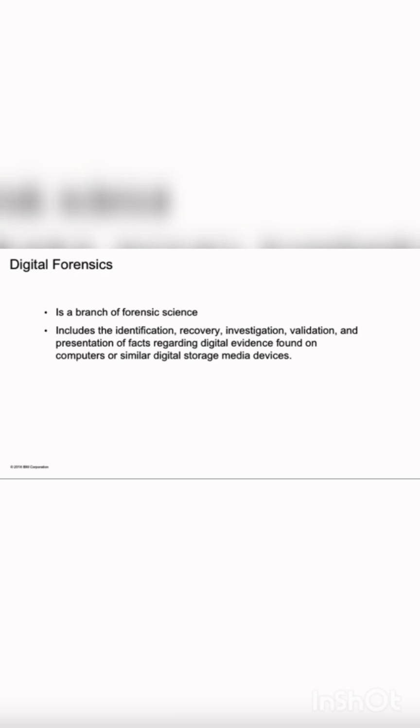So digital forensics is a branch of forensic science. It basically includes everything related to identification, recovery, investigation, validation, and presentation of facts regarding digital evidence. This digital evidence is usually found on computers or similar digital storage media devices, for example, hard drives, cell phones, servers.